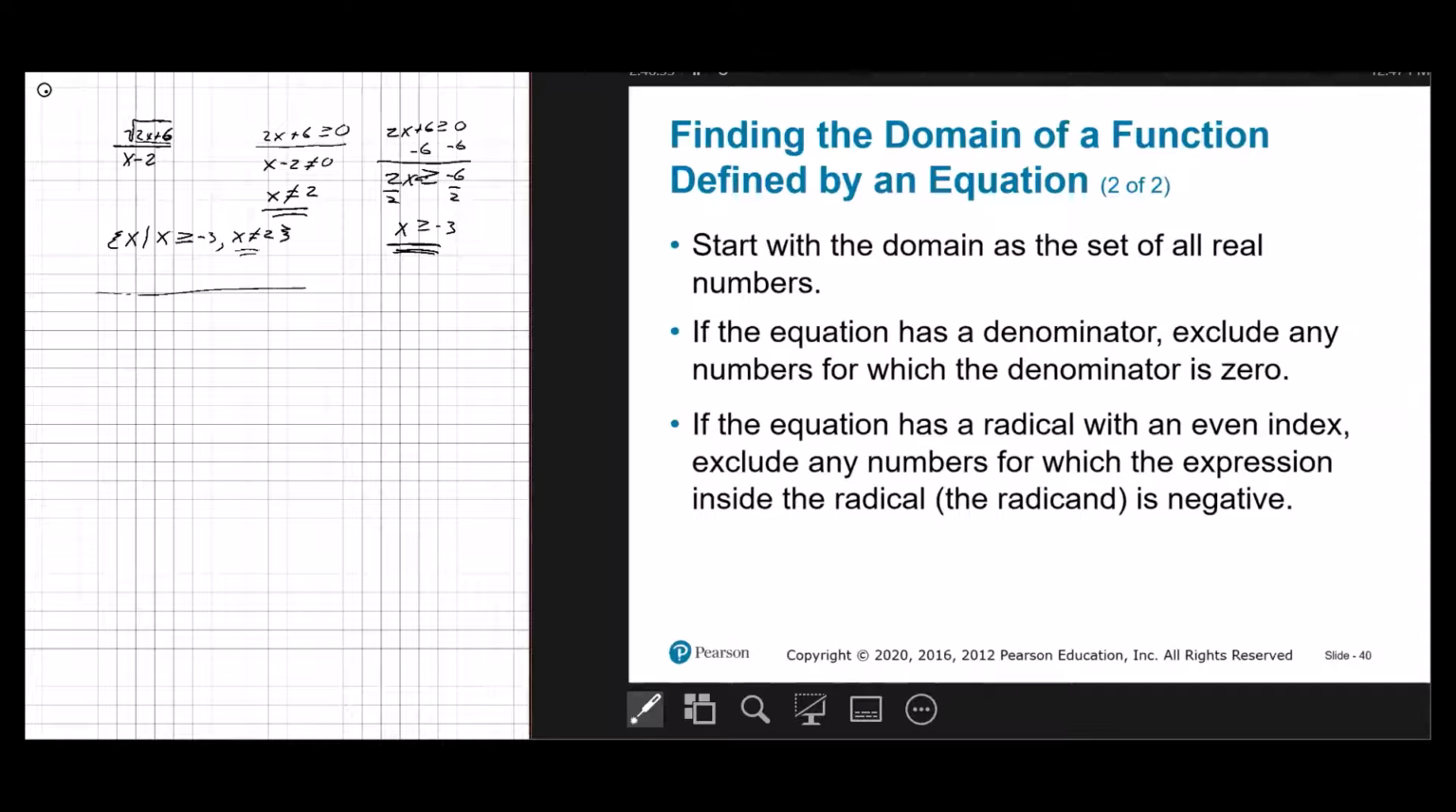Now, does everyone know what's meant by an even index, or what an index of a radical is?